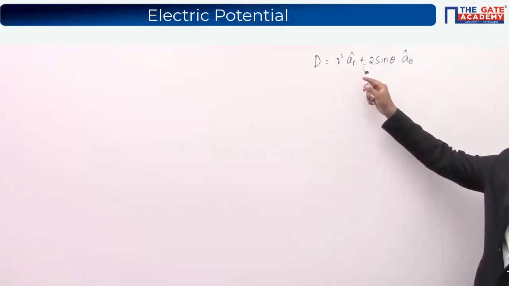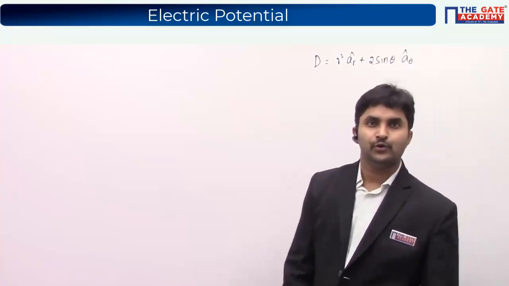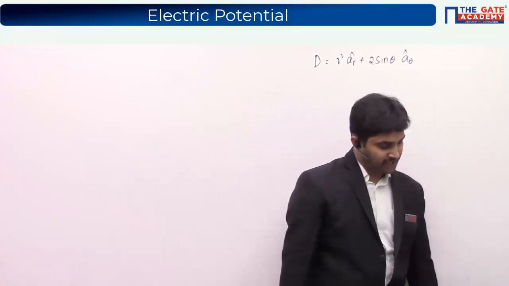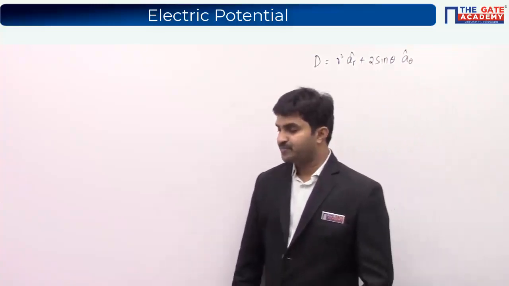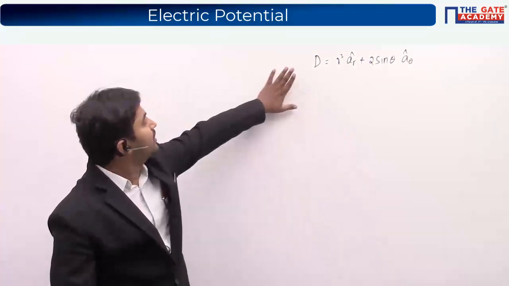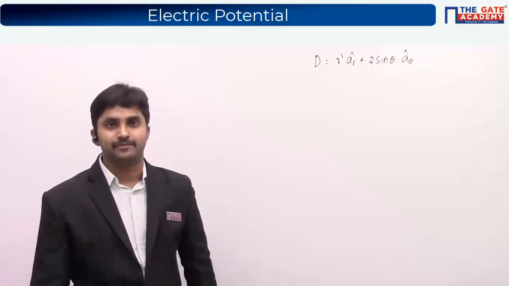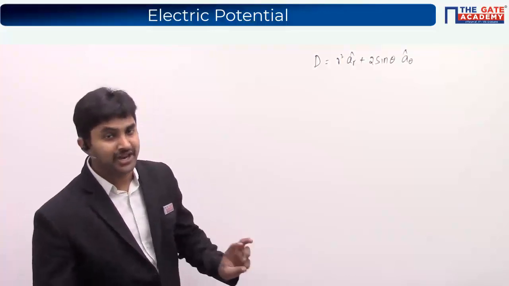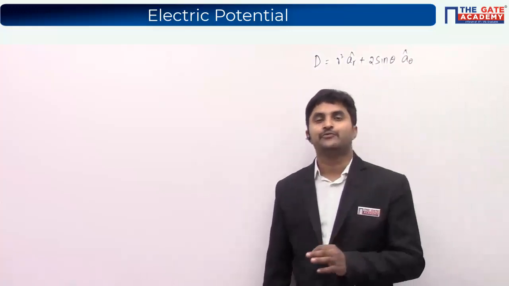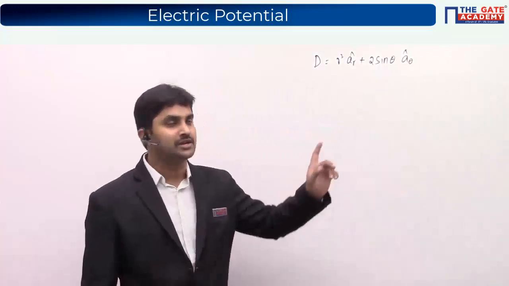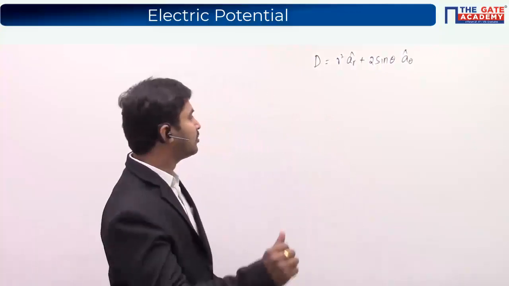D equals R square in the radial direction plus 2r sin theta in the theta direction. We have to find the value of rho v. Can you please tell me, according to what you can see on the board, what is the type of coordinate system we are using? We only know three types of coordinate systems: one is Cartesian, the other is cylindrical, third is spherical. Very good. It's a spherical coordinate system, correct?